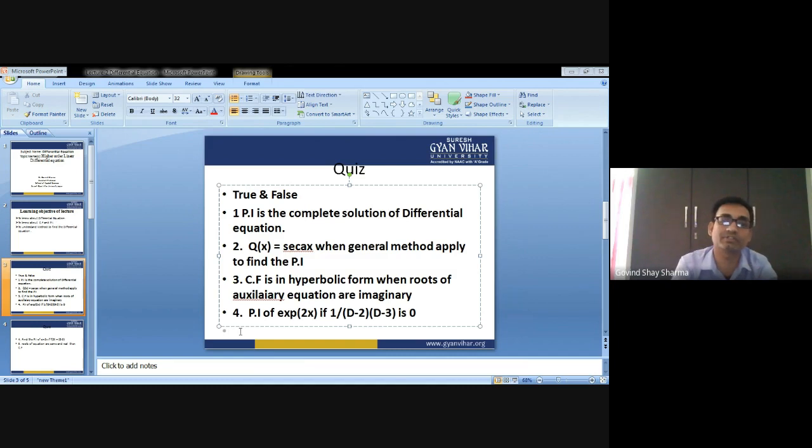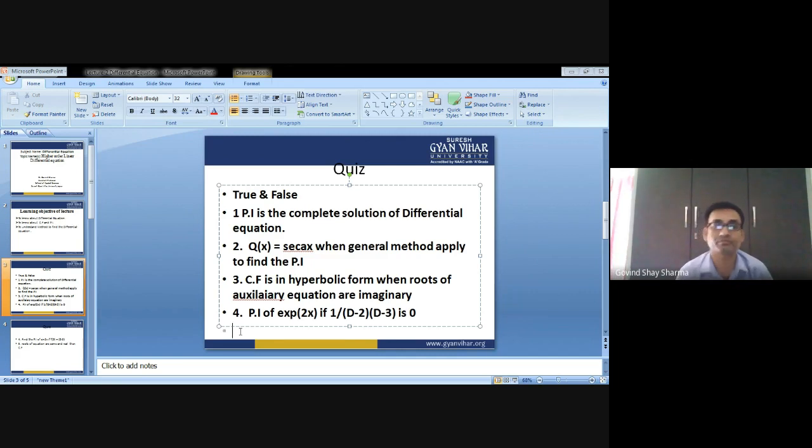Okay, CF is in hyperbolic form when the roots of the auxiliary equation are imaginary? No, when the roots are imaginary, then we get cos x and sin x. Now, when the roots are real, then we get the hyperbolic form. If the roots are alpha plus minus under root beta, then we write a cos under root beta x plus b sin under root beta x.